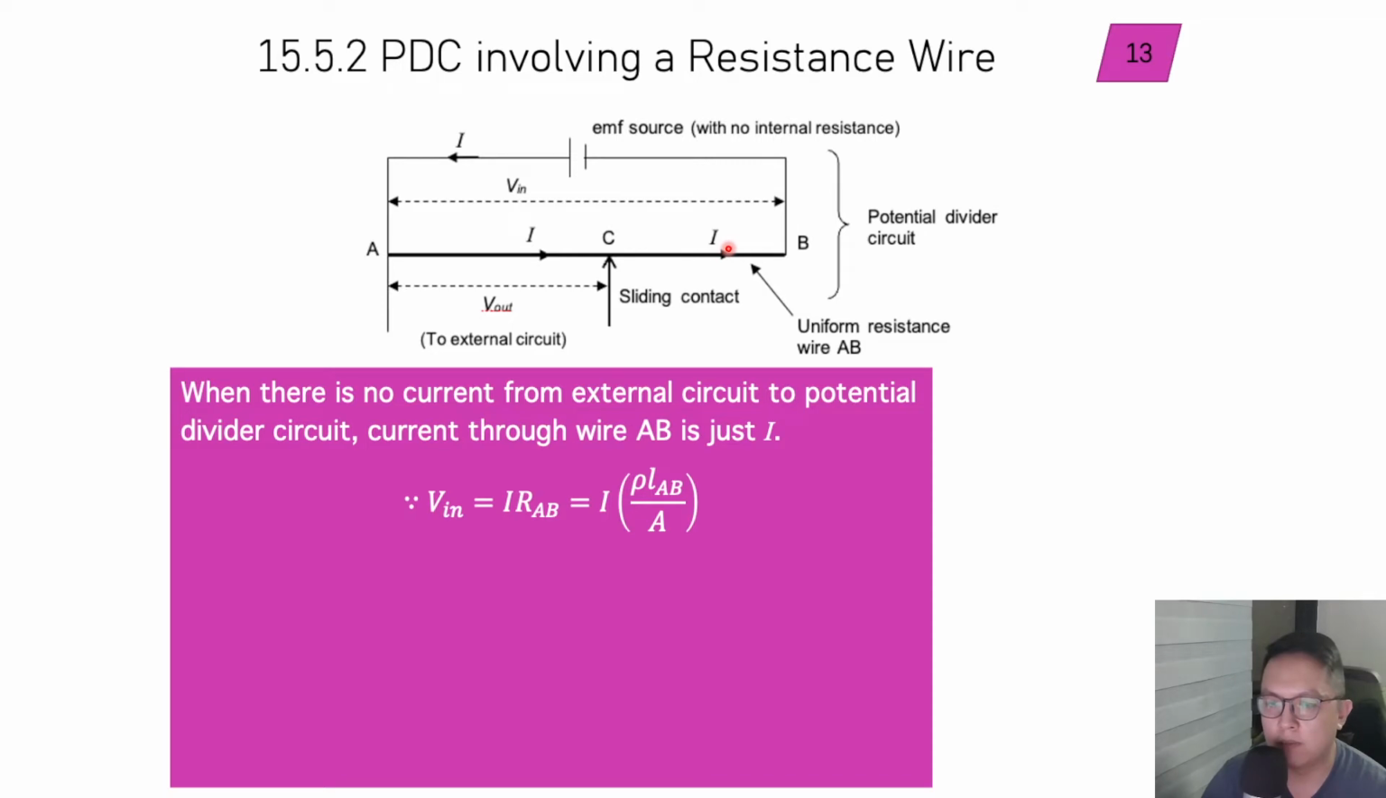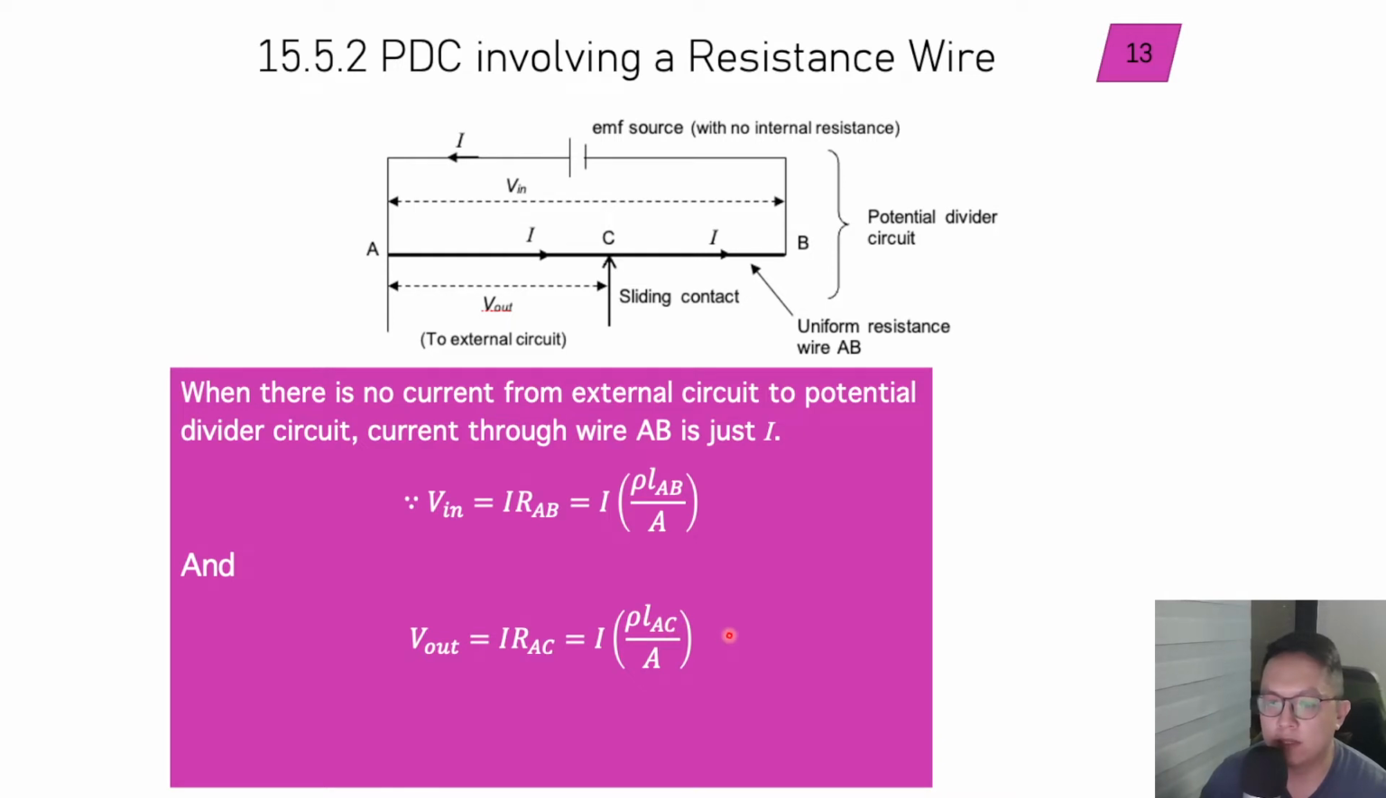Resistance of AB can be obtained using the formula rho L over A. So the length is length of AB multiplied by resistivity of the wire's material divided by cross-sectional area A of the wire, and just multiply by my current to get V in. And similarly, to get VAC, which is my V out here, I just do I times RAC. RAC, everything's the same as the top formula, just that now I'm using length of AC instead of length of AB.